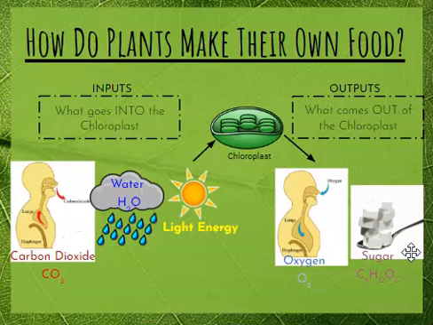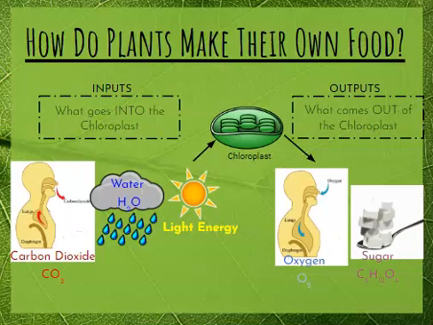So recap that. When we're talking about photosynthesis, the process of making food for plants, it happens in the chloroplast. And it only happens in plant cells. Think about why. They're the only type of cell that has chloroplasts. So only plant cells can do this, and they're able to take carbon dioxide, water, and light energy, and convert it in the chloroplast into oxygen and sugar.